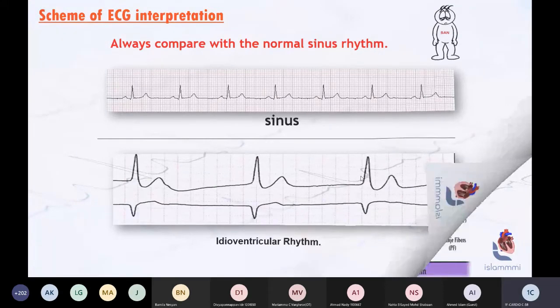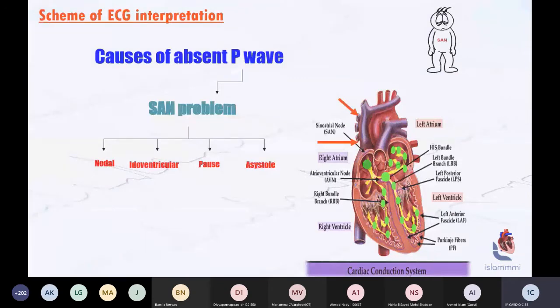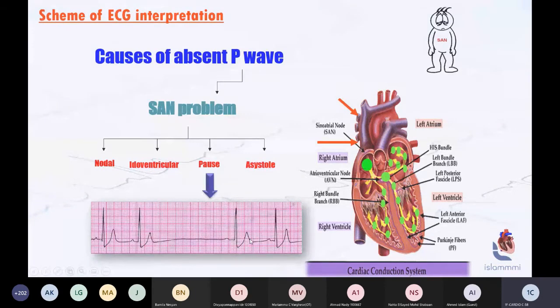So what if the SA node is working normally, and then for a few seconds it stops working, then it starts to work again. So as if it takes a little nap. It's only a few seconds to sleep, not sleeping at all. So what we will have in the ECG is a sinus rhythm, then a flat line. This flat line we call a pause.